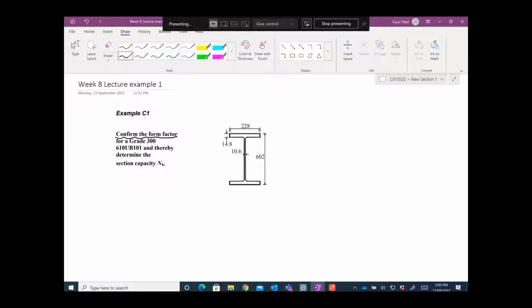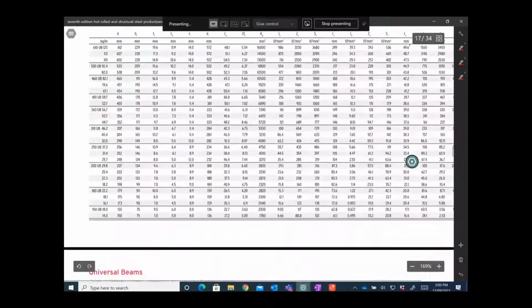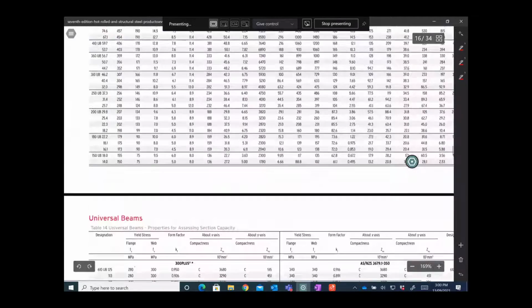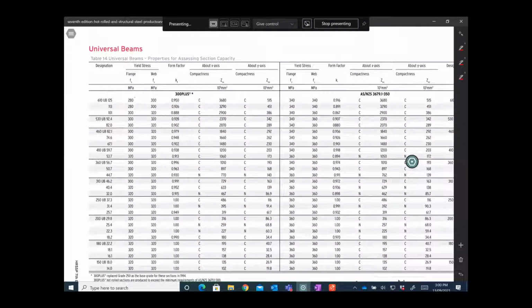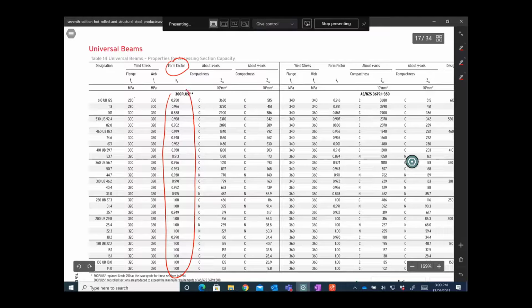Confirm the form factors. Look, the form factors are generally given in your table. If you are using universal beams or universal columns, the form factor is given. Let me check. Here you go. The form factor is given here. The value for the form factor is given to you in the OneSteel tables. Okay, all the sections have a form factor.